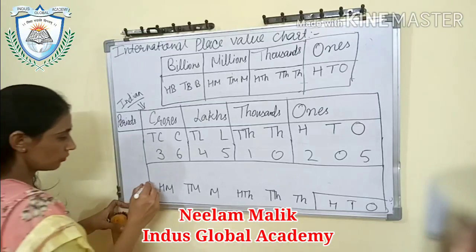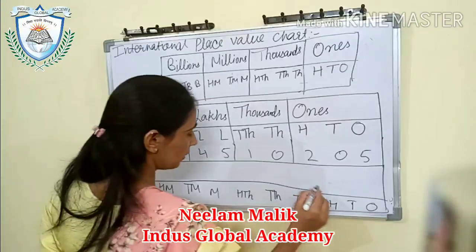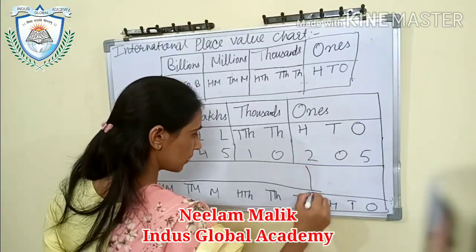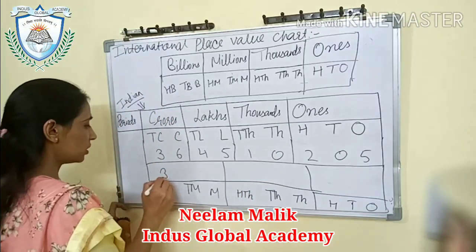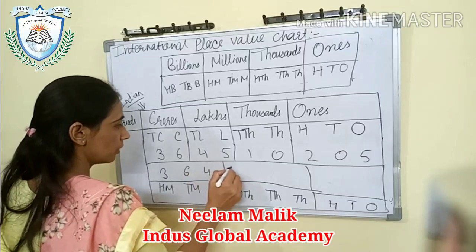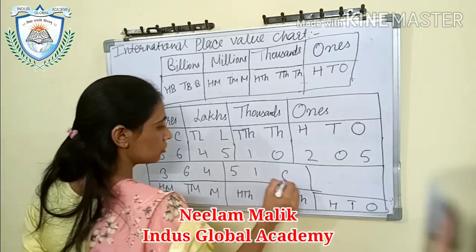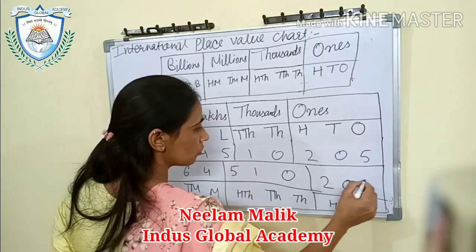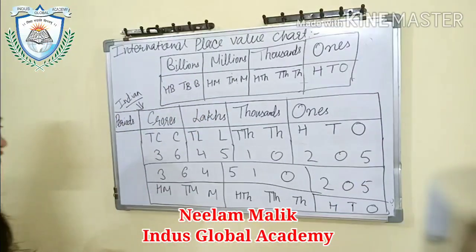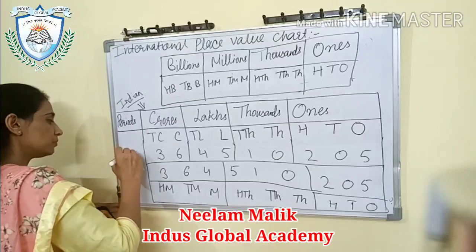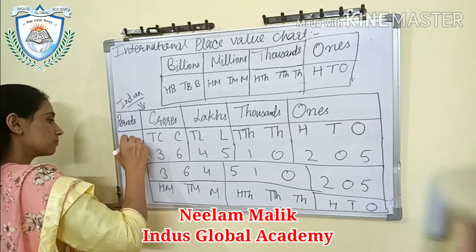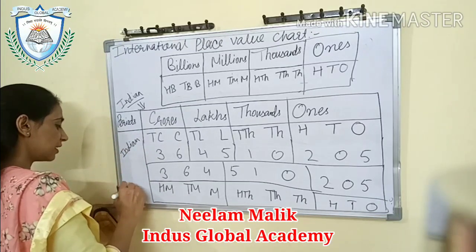So now write that number again for the international. It will get separated with 3, 3. So here will be 3 6 4 and 5 1 0 2 0 5. I use the same number for both systems. This is our Indian system and this is our international.